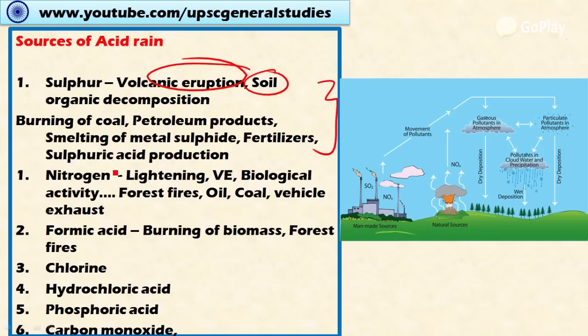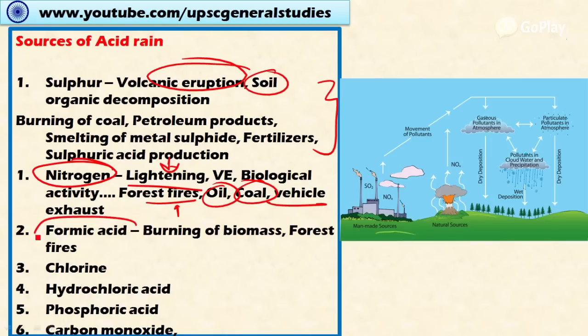And the nitrogen here, the natural source, lightning, also contributes nitrogen to the atmosphere, and also volcanic eruptions. And biological activities like forest fires also contribute nitrogen to the atmosphere, and also burning of oil, coal, and vehicle exhaust contribute nitrogen to the atmosphere. And the third one is formic acid.